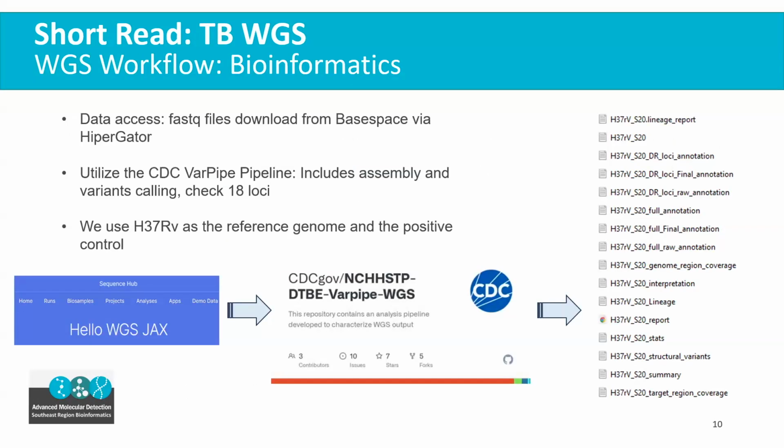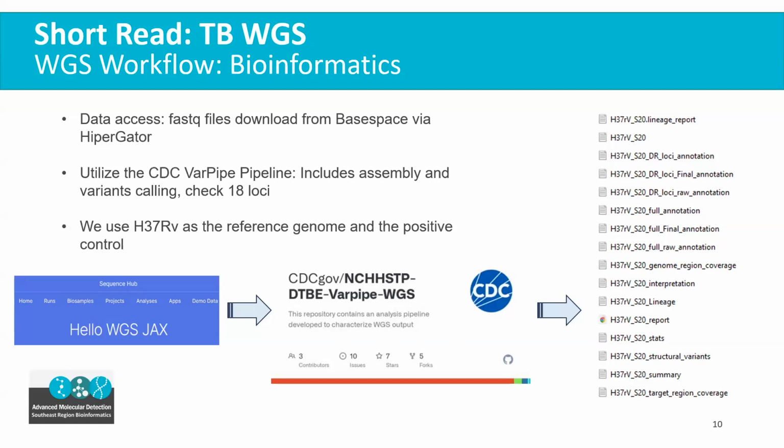After sequencing is complete, we then download the FASTQ files from each project from BaseSpace through HiPerGator. Then we use a pipeline developed by CDC called WordPipe, which includes assembling and variant calling steps to check 18 loci for drug resistance detection.